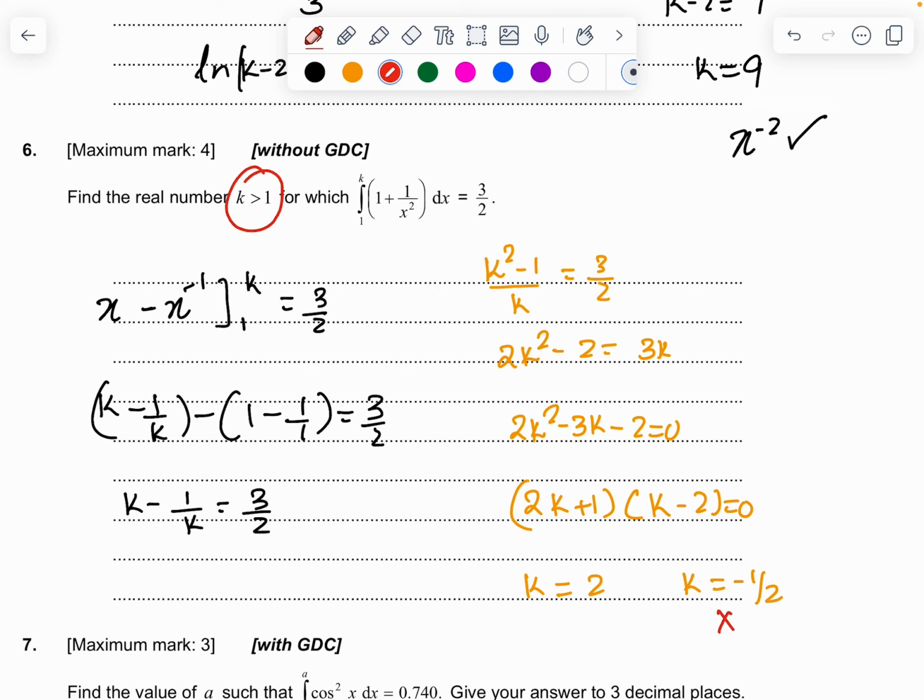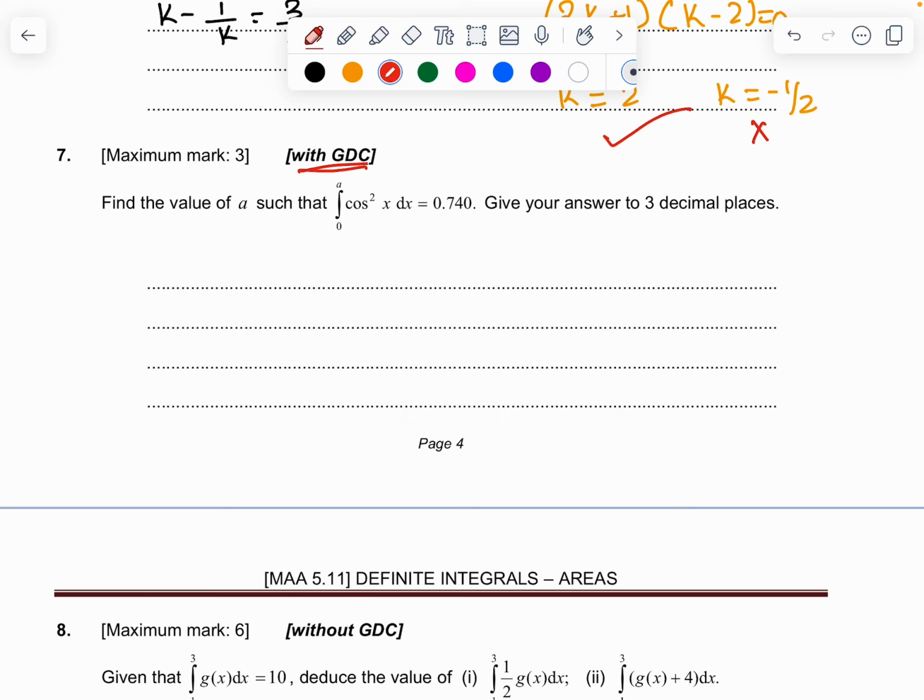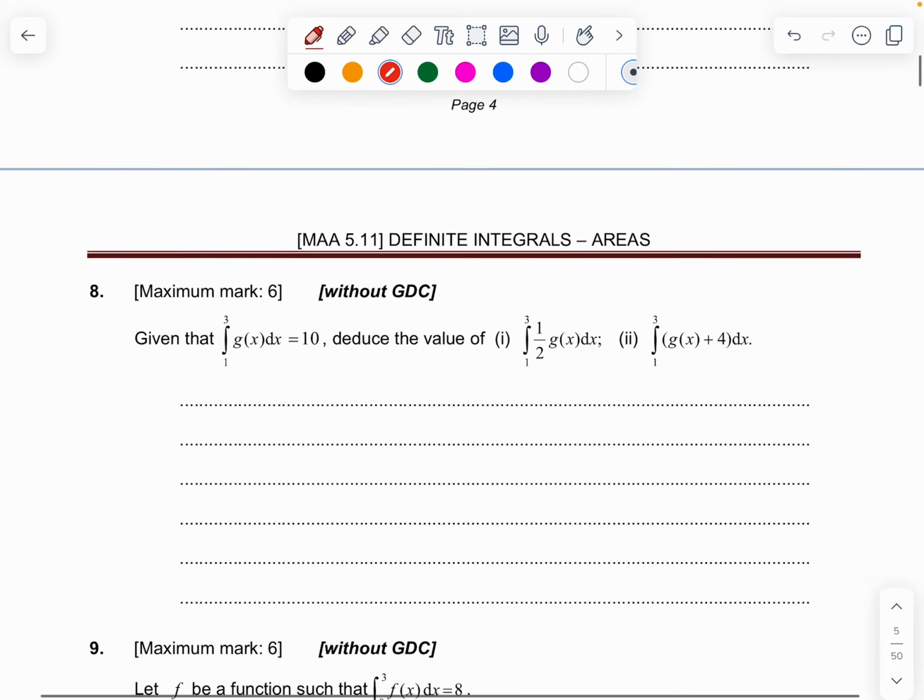Question number 7. Find the value of a for which the integral of cos square x dx equals 0.740 using GDC. So you can use the graphing display calculator to get the answer for this one. From the graphing display calculator, you should be able to get the value of a as 1.047. Check that answer and check whether you know how to use the calculator to find the area. So a value is 1.047.